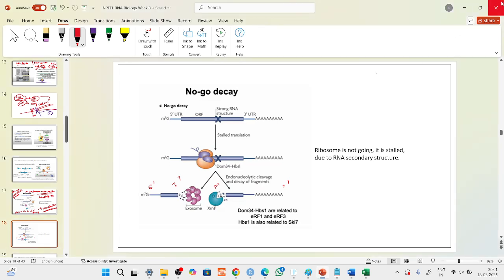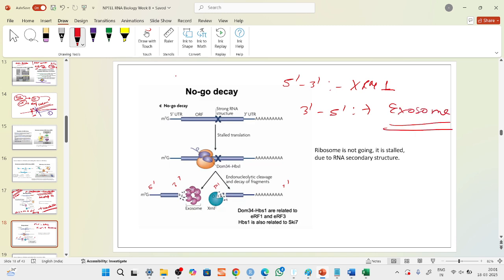So two things I am repeating again. If you want 5 prime to 3 prime decay, then XRN1 has to come. If you want 3 prime to 5 prime decay, then exosomes will come. Okay, fine.